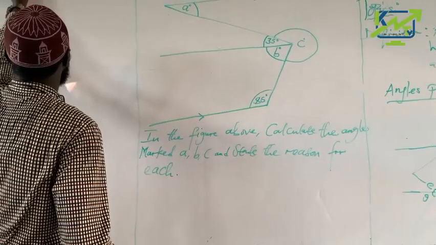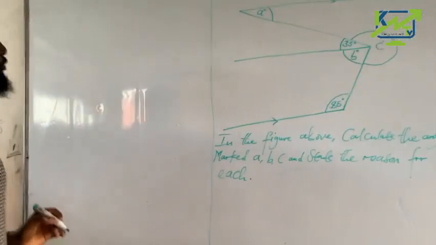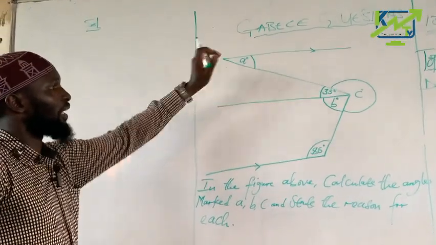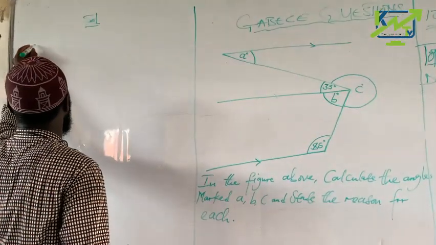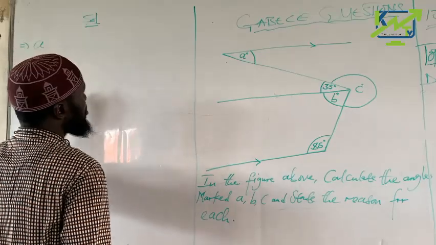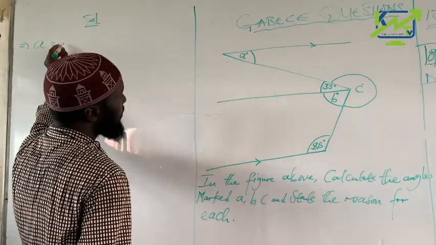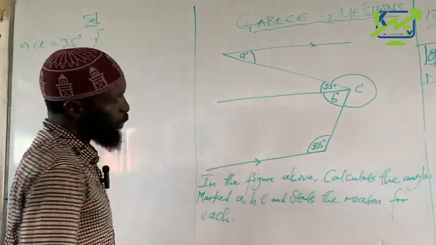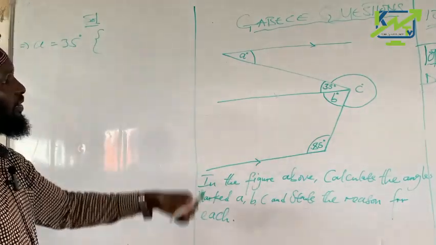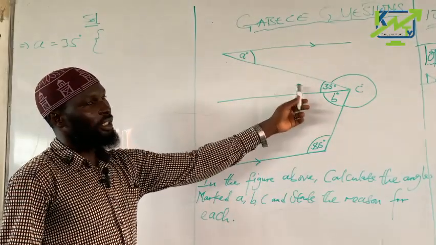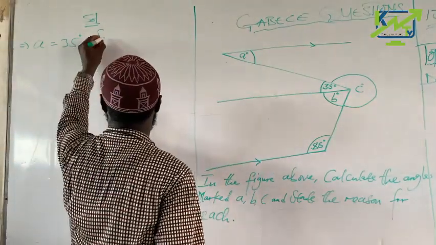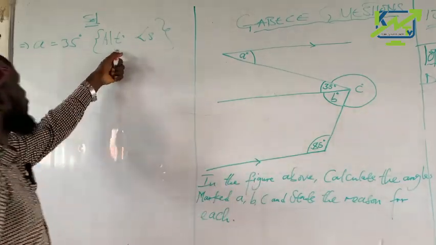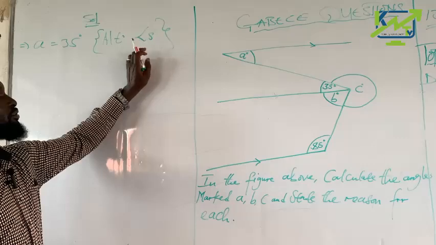We are going to say solution. From there we first look at A. Now let's find angle A. So we are going to say A is equal to 35 degrees. Because the question asks us to state the reason, we have to state the reason. So the reason is going to be alternate angles. So we say alternate angles, this is the short form, and this is the symbol for angle.